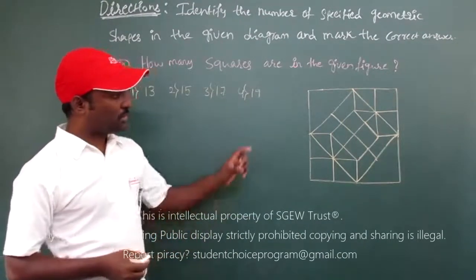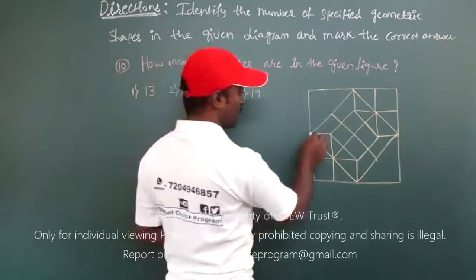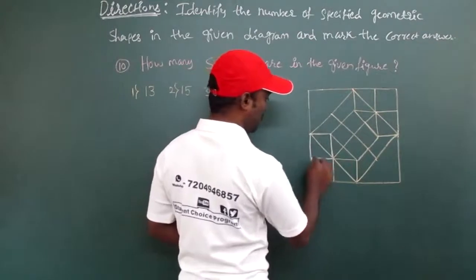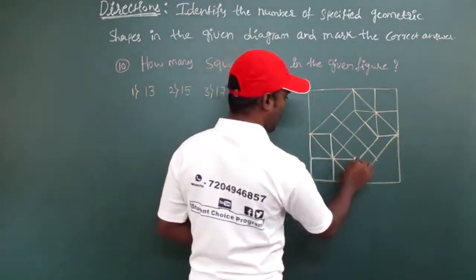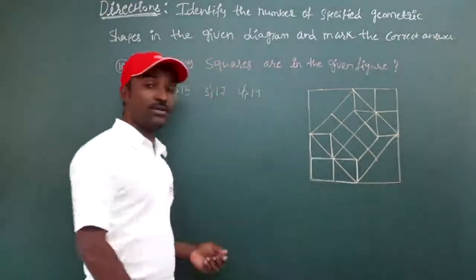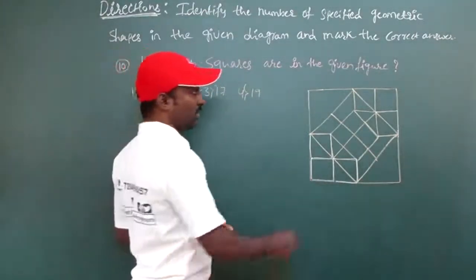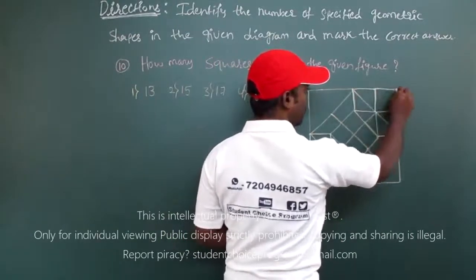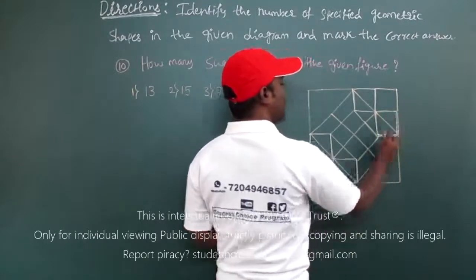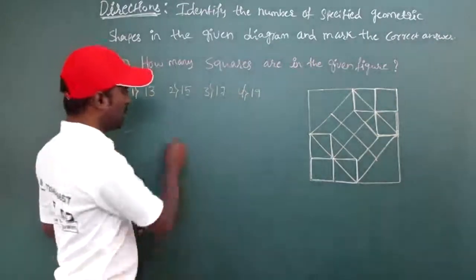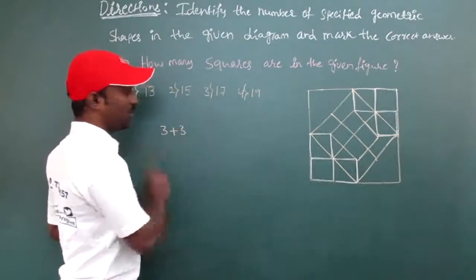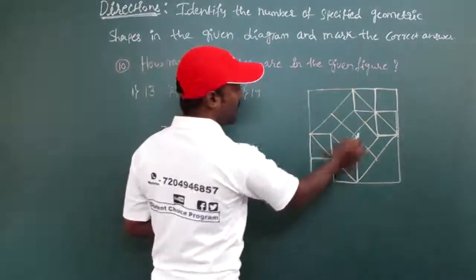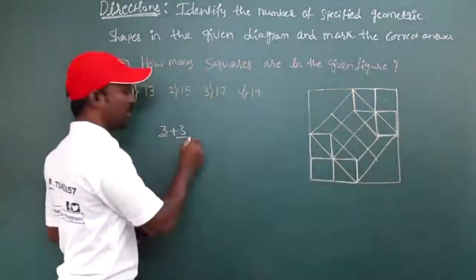Okay, now if you observe the given figure, this is a square. Okay, this is a square. This is a square. So how many squares are obtained? 3 squares. And the same figure, or the mirror view I can say, is present here. So total 3 plus 3 squares. Okay, I have got 1, 2, 3, and 1, 2, 3. That is 3 plus 3.